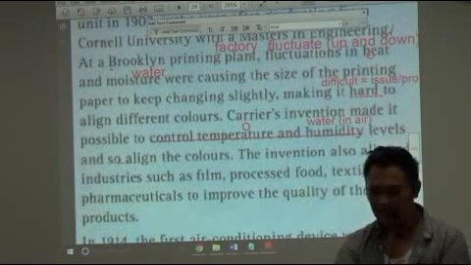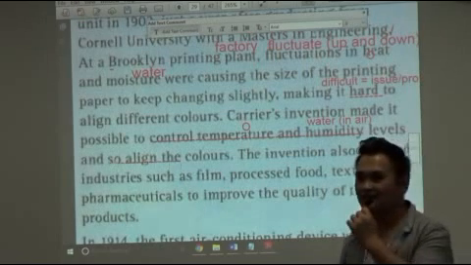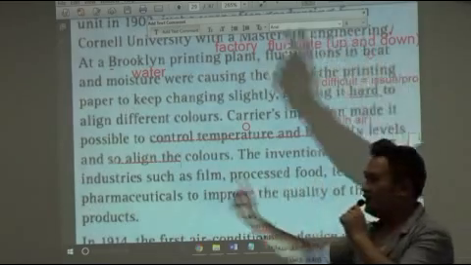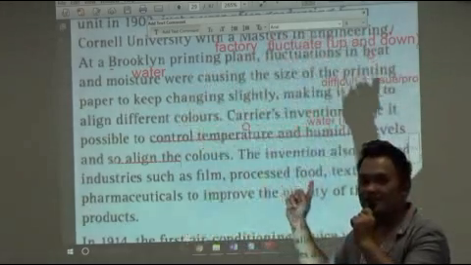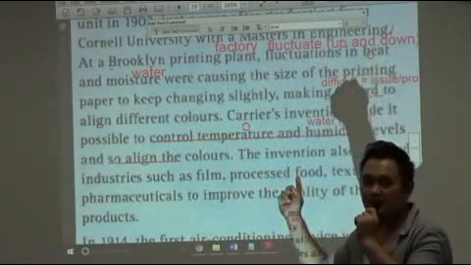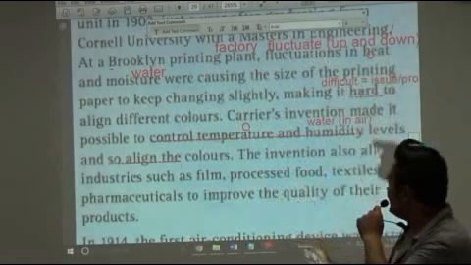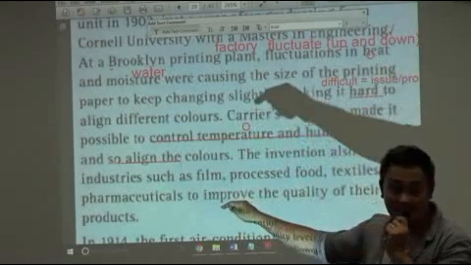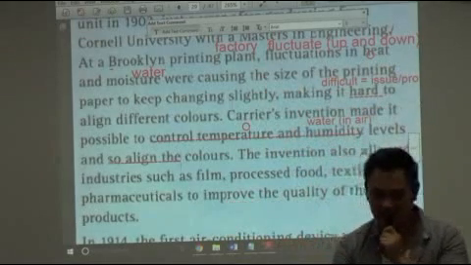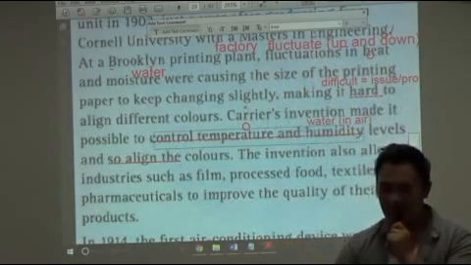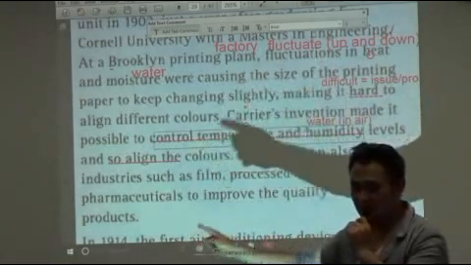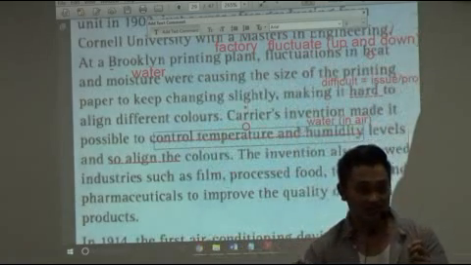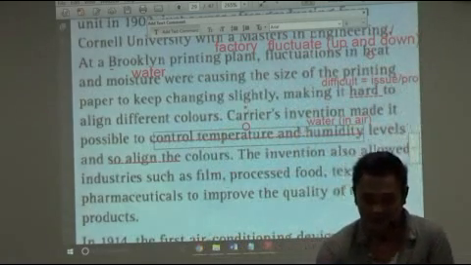And finally, to align the colors. So let's have a look at that. Everybody say it. Hard to. Align. Difficulty. Problem with. And now we have Carrier's invention. This is our second keyword, isn't it? Carrier's invention made it possible to control temperature and humidity to align the colors. Now let's go back to the option.